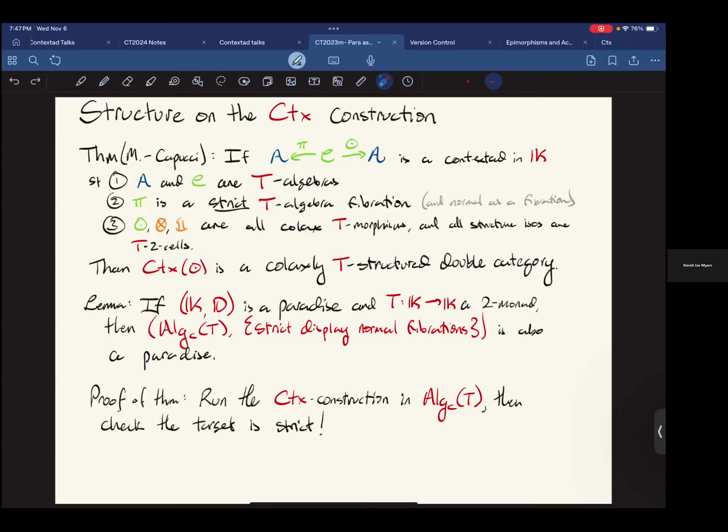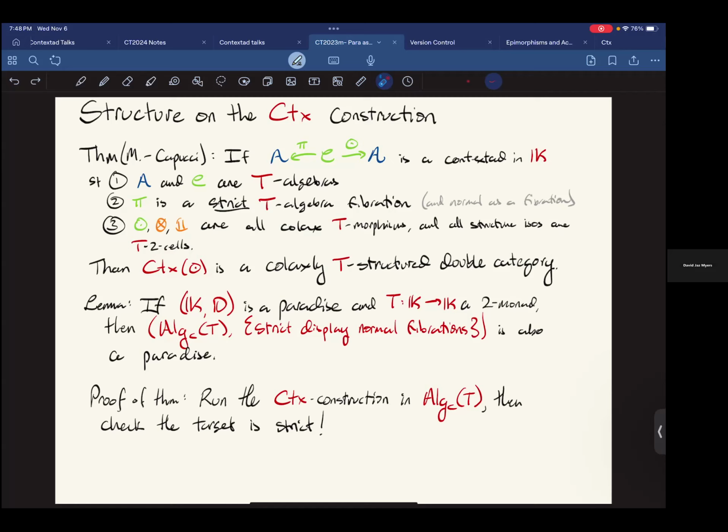So if we have a contextad in K, so that both A and C are T algebras, and pi here is a strict T fibration, right? And as a technical result, it has to be normal as a fibration, which means Cartesian lifts of identities have to be identities, which is a very minor condition. And all the structure is colax, right? Then our theorem is that the context construction of this is a colaxly T-structured double category.